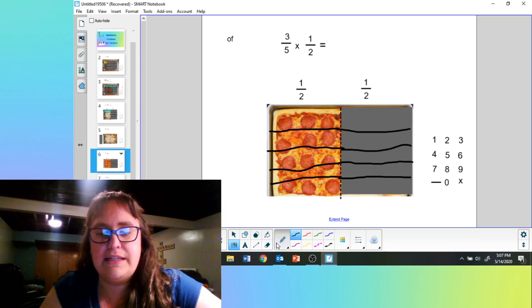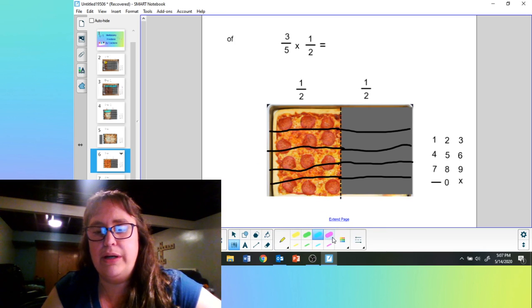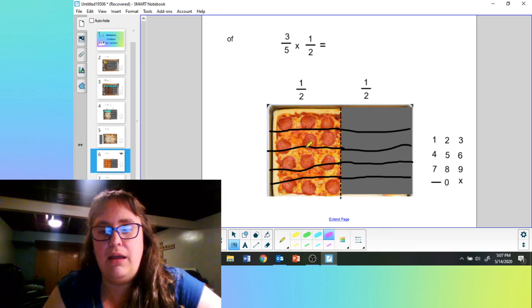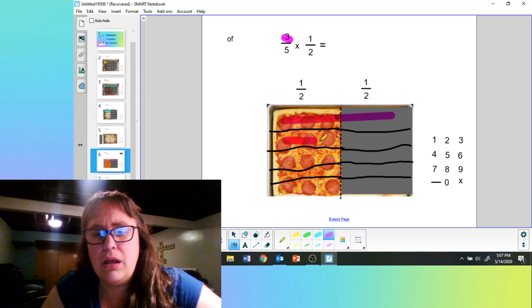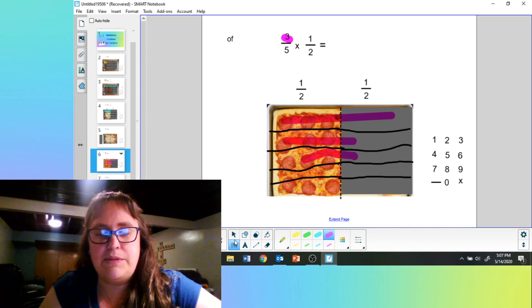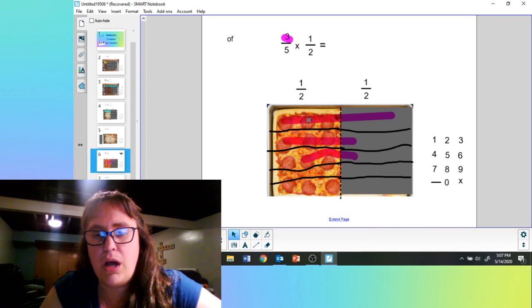Right? But then take a look at your numerator. Your numerator is going to tell you how much of those sections you get. And it looks like I'm going to get 3 of them. Happy day. Somebody doesn't like pepperoni. 1, 2, and 3. Okay? Empty pieces don't count, so I get 1, 2, and 3 pieces of pizza.